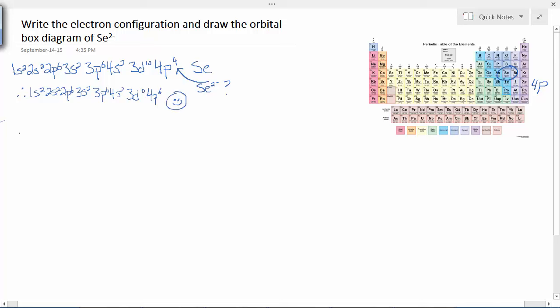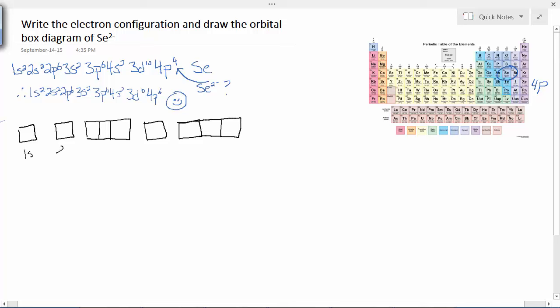To draw the orbital boxes, again, put the boxes in. Your orbital boxes, remember, this is just a pictorial version of an electron configuration. You need the same number of boxes as you have orbitals. They should have the same labels. So 1s, 2s, 2p, 3s, 3p, 4s, 3d. Okay, show all 5 orbitals for the d block.